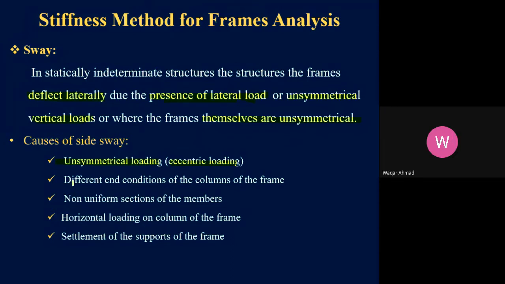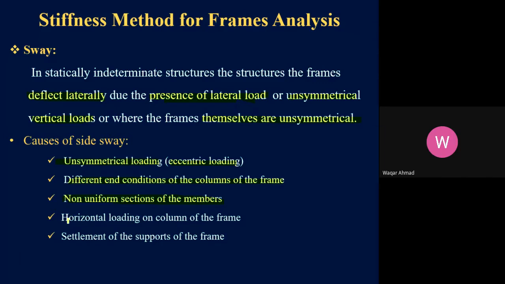Another reason can be that there are different end conditions of the columns of the frame. So this also causes lateral deflection. Third is that the cross sections of the frame members are not uniform. So if we have a frame structure in which there are different cross sections in members, for example, the column is of a different cross section, and beam members in that frame are of different cross sections, this can also cause lateral deflection.